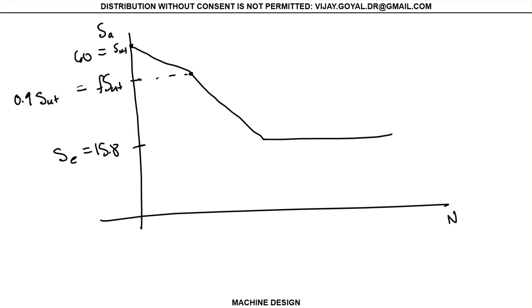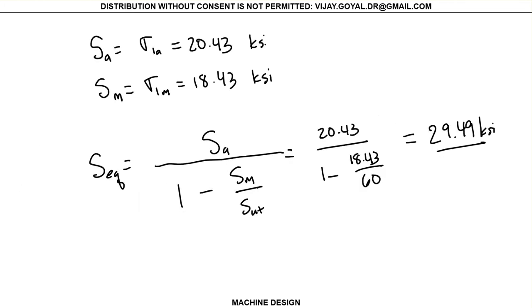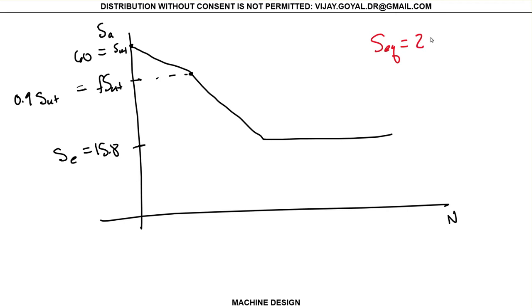Okay, so now note something very interesting in the problem. Your Goodman stress was actually equal to 29.49. This value is actually higher than this value. You can see that, right? So the value is here. If the value was over here, it would have been infinite life, but it's up here. So that means I am going to have this at some location over here. I'm going to have a finite life.